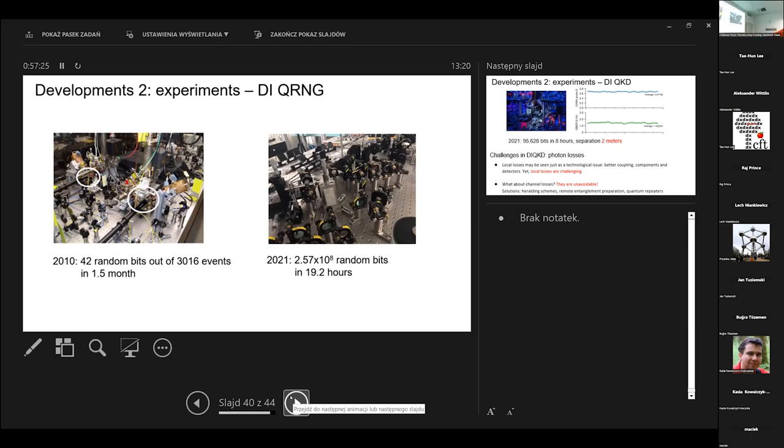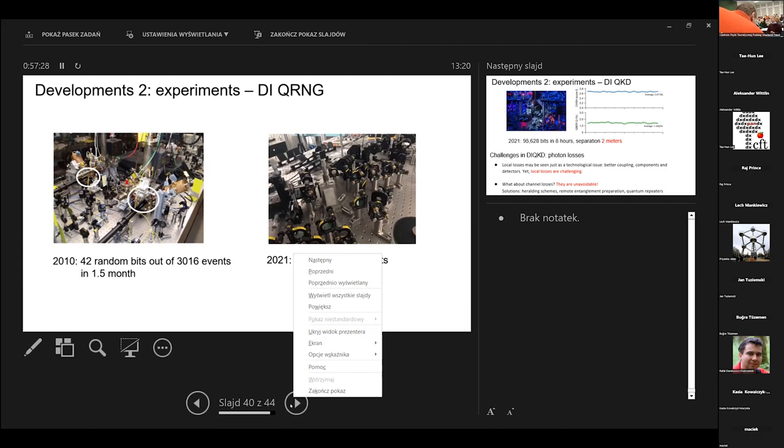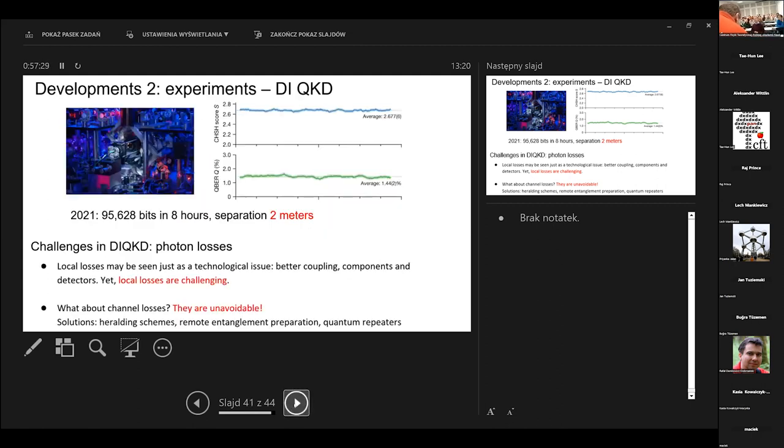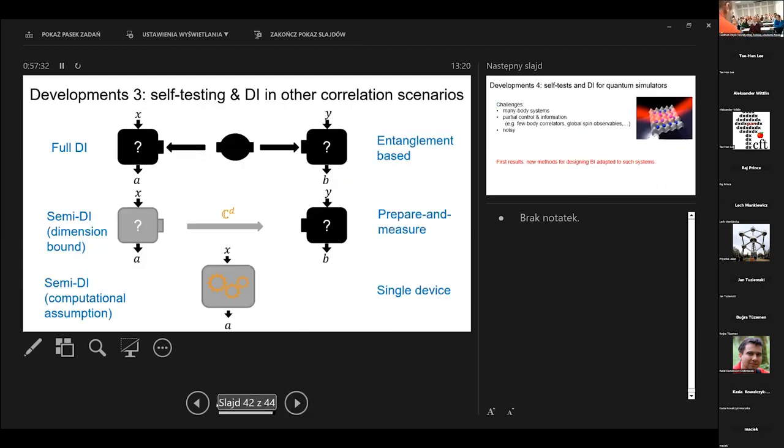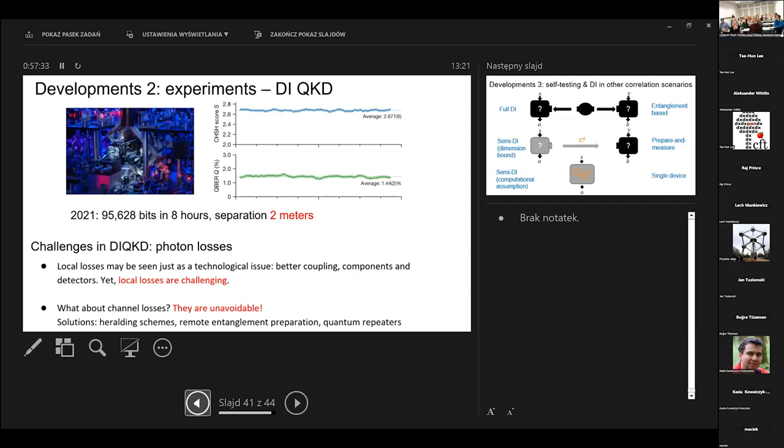What about device-independent QKD? This is much more difficult to do than randomness generation because you need an experiment with a higher visibility, higher Bell violation. The first proof of principle experiment was done a little more than a year ago. The rate is not that great, but more problematic is the distance between Alice and Bob. Alice was 2 meters away from Bob. Of course in QKD, you want to have Alice and Bob very far from each other.